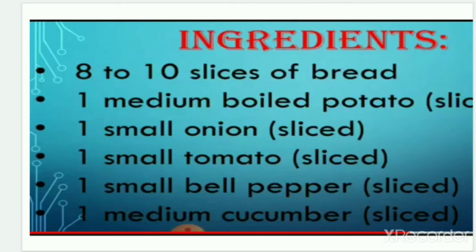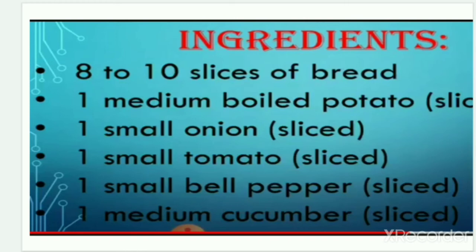Very good. Next we need one medium boiled potato, and the potato should be cut in slices. Then one small onion, which should also be chopped or sliced. Next we need one small tomato, which should also be sliced. Next we will have one small bell pepper, which should also be sliced.